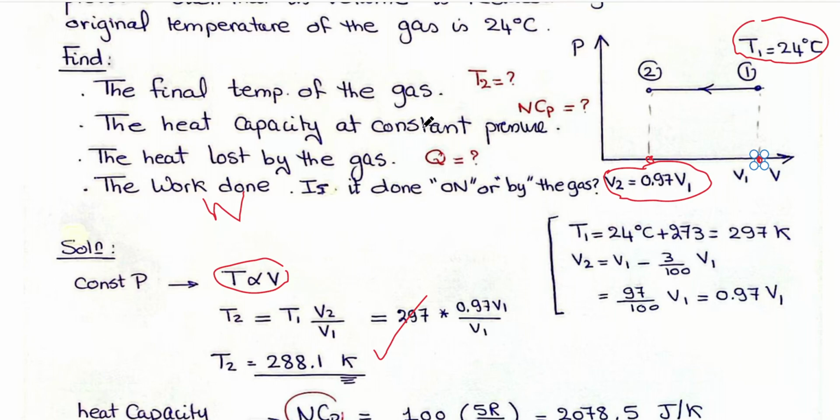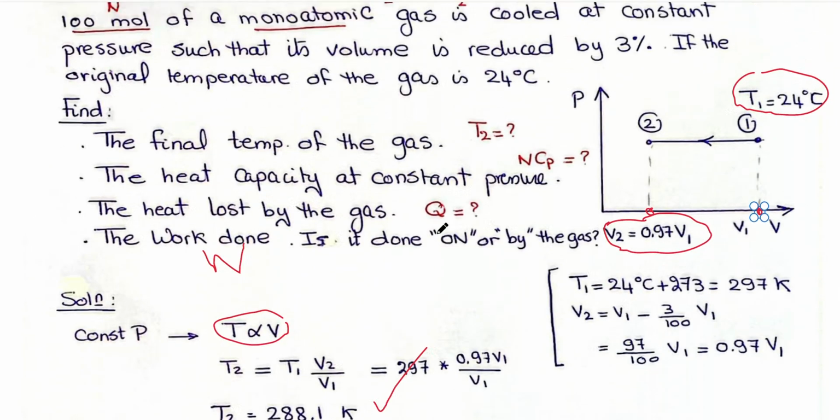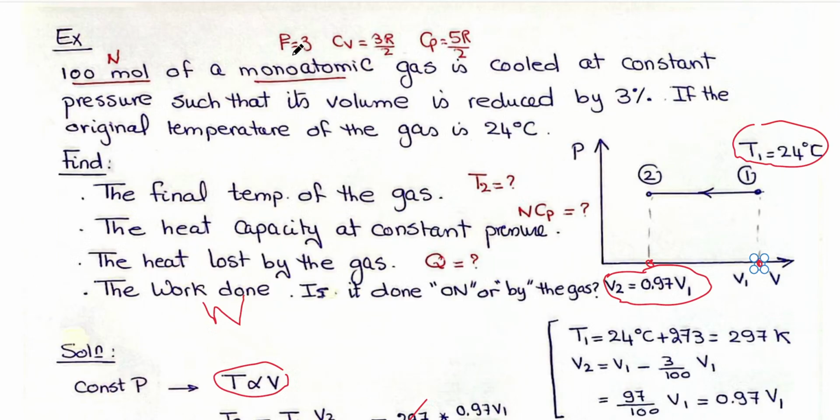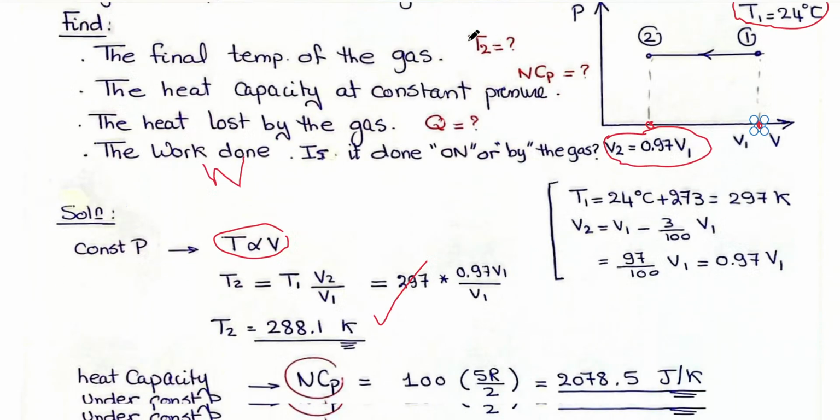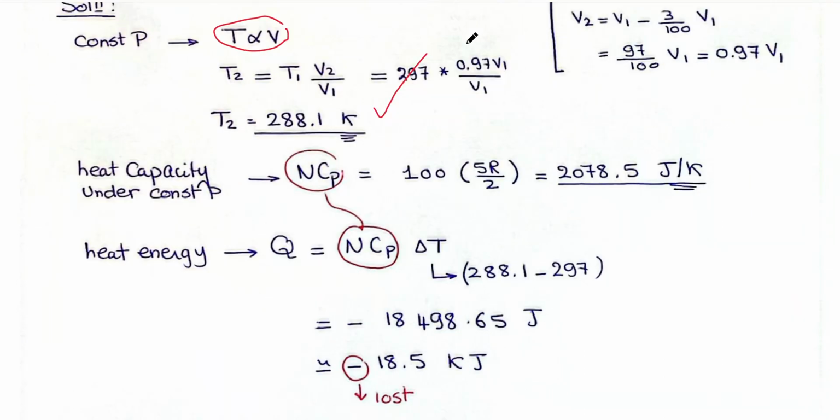The heat capacity at constant pressure is NCp. Do you know the kind of gas? Yes, I know it, monoatomic. So the CV is 3R over 2. Sorry, it's required at constant pressure, heat capacity at constant pressure. So I will multiply N by Cp to get the heat capacity under constant pressure. 100 multiplied by 5R over 2 will give you the heat capacity.